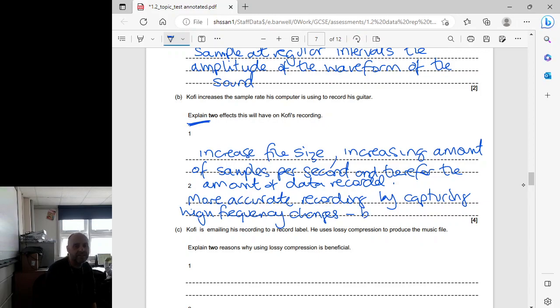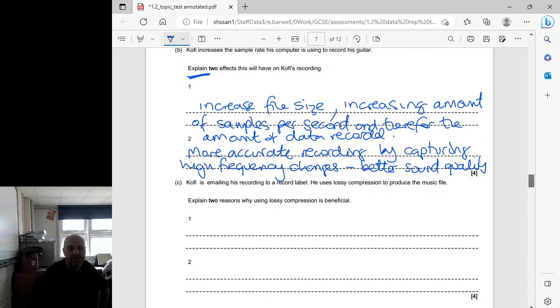So it would be better, theoretically, it would be better sound quality. Obviously, there's a law of diminishing returns with all these things. So a few people did say better sound quality, but you need to explain why. Okay. Right, okay, moving down to this compression question.